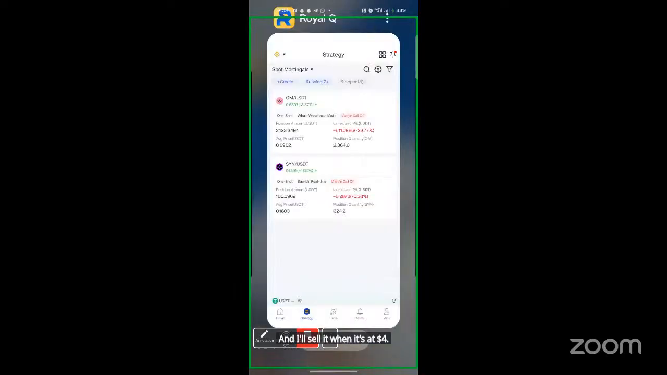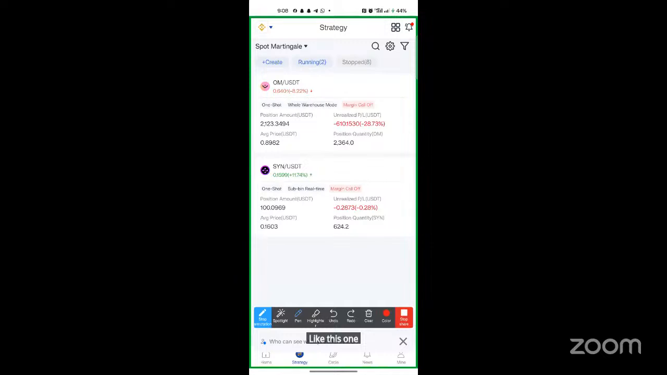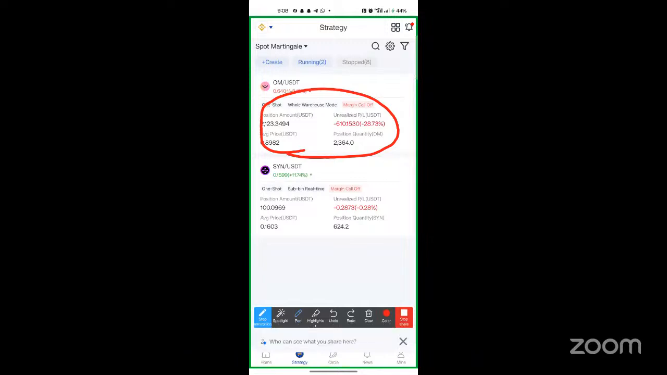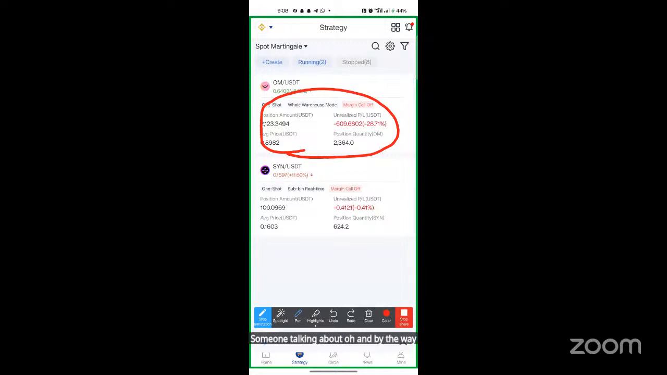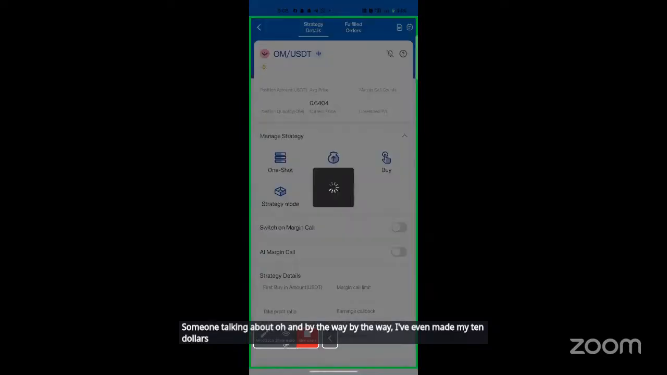I had never seen an opportunity like this one. That's why I'm putting in my money. And I am not caring about floating loss. Someone is talking about OM. By the way, I've even made my $10. So come here, market price.